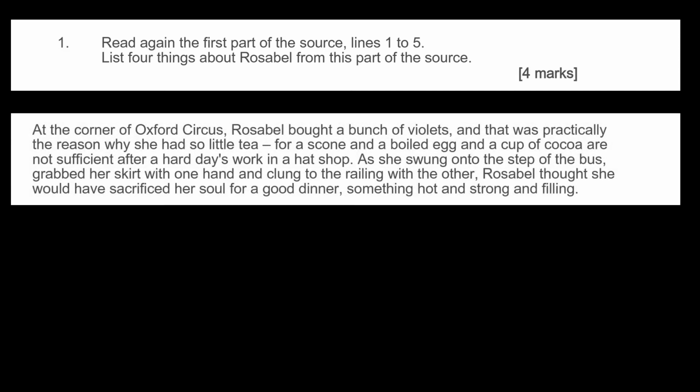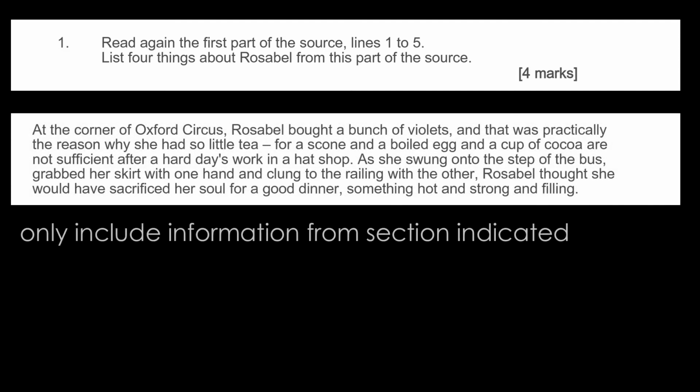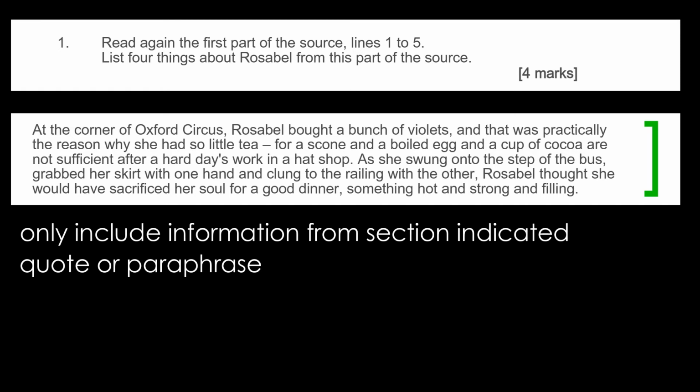Make sure that you only include information from the section indicated. You will not get any credit for anything outside of it, such as her feet were horribly wet, as this appears on line 8. It's a good idea to put some kind of bracket down the margin in order to mark out the section. You can either quote from the text or paraphrase, which just means that you can put it in your own words.